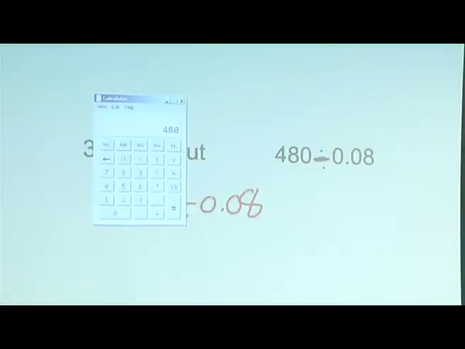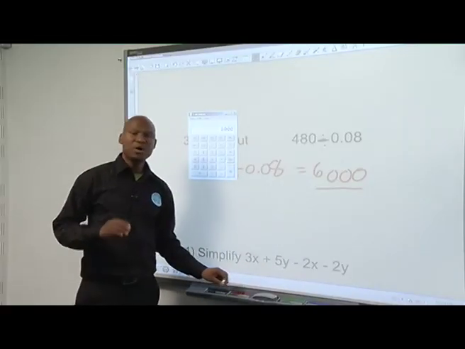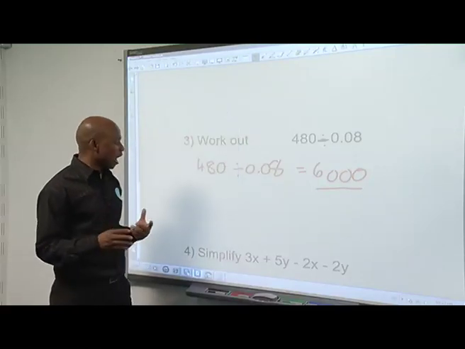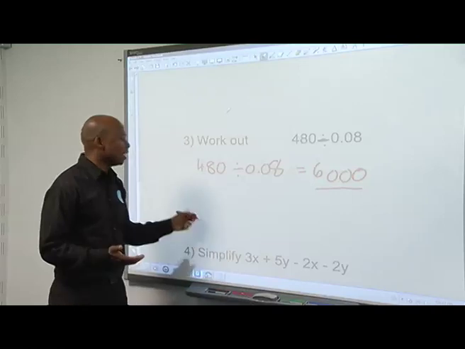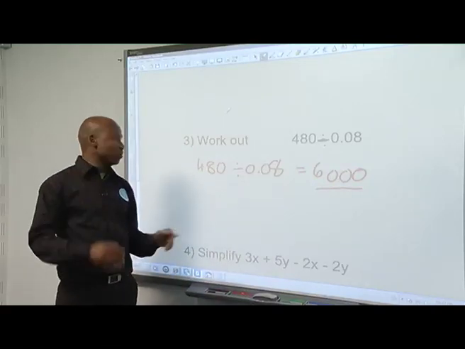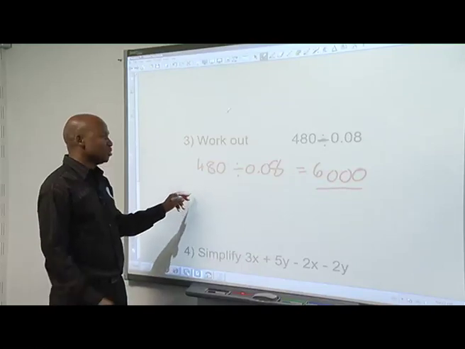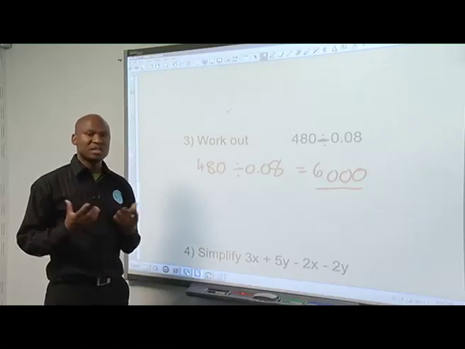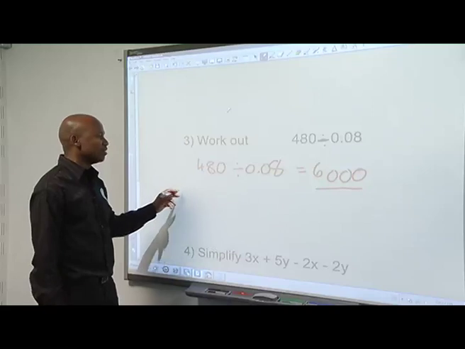You are going to say 480 divided by 0.08. This is paper 2. You are going to get the answer there, 6,000. The answer here will be 6,000. That is paper 2. But now what if this question now comes in paper 1? Just to remind ourselves of how we can solve such questions in paper 1. That is where we don't have a calculator, but we really need to know how to work on such questions when you are not using the calculator.